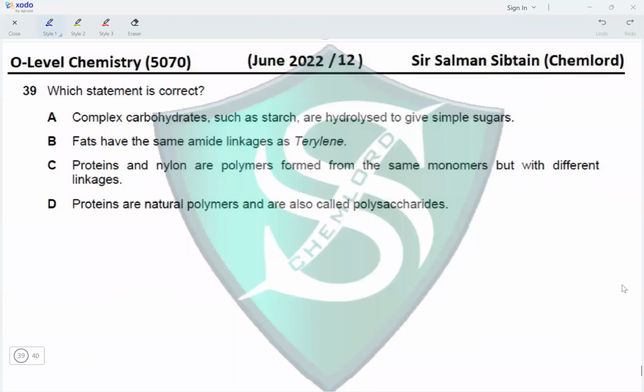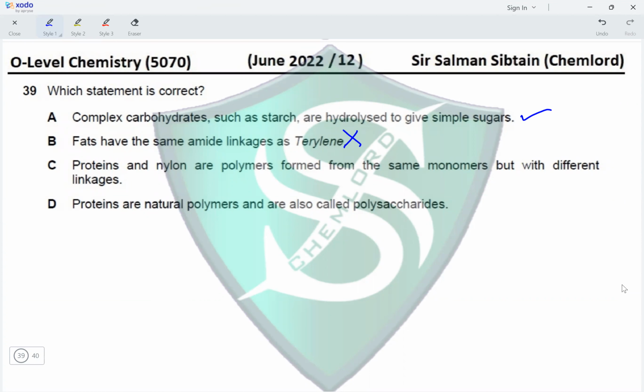Question 39. Which statement is correct? Complex carbohydrates such as starch are hydrolyzed to give simple sugars. Yes, carbohydrates are polymers of simple sugars, so this is correct. B. Fats have the same amide linkage as polyethene. Fats do not have an amide linkage, and polyethene does not either. Polyester has an ester linkage.